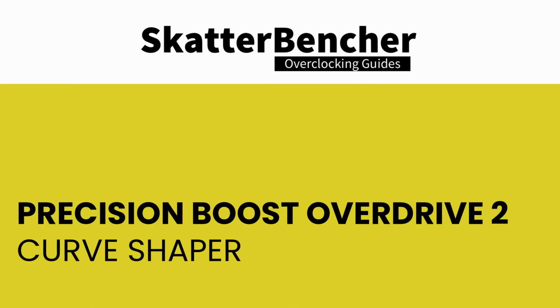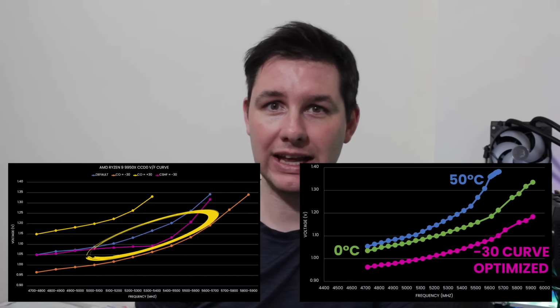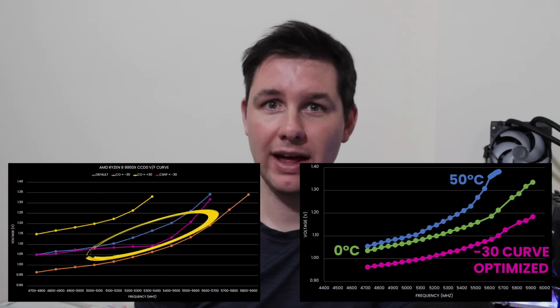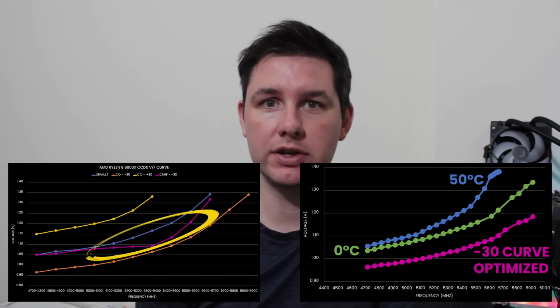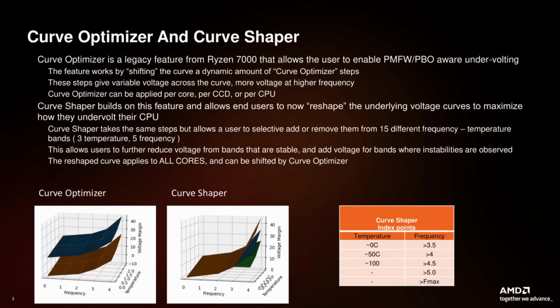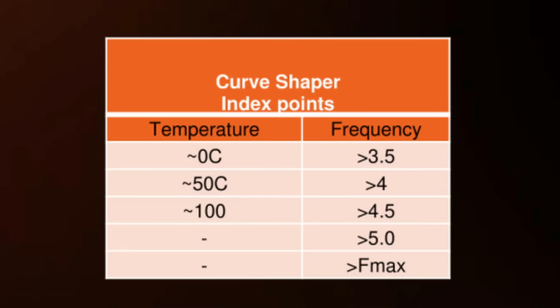Curve Shaper is the newly announced CPU tuning tool included with the Precision Boost Overdrive 2 toolkit. It was announced together with the Zen 5 desktop CPUs, and I've already had an in-depth look at the tool in several other videos on this channel. In theory, it seems Curve Shaper is pretty straightforward. You get 15 additional tunable points across the VF curve.